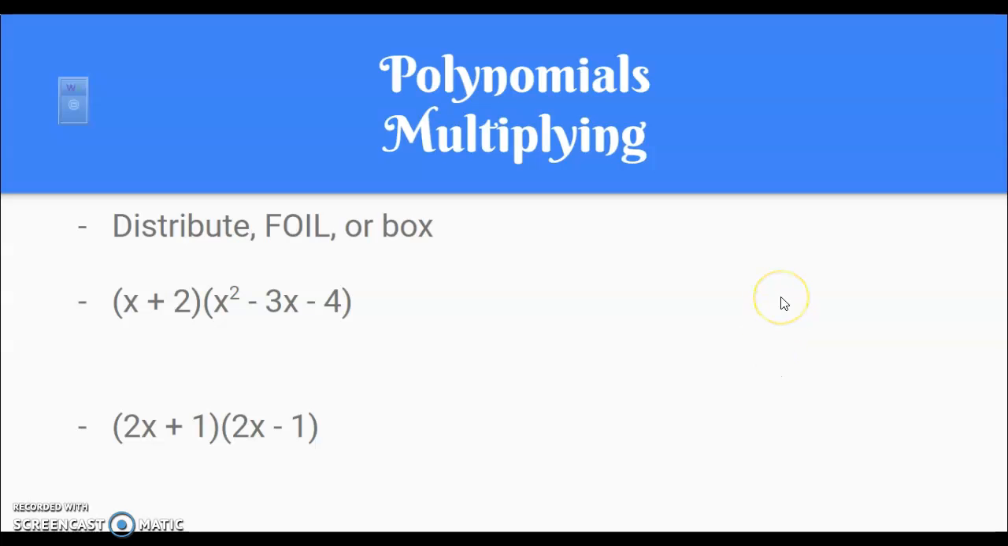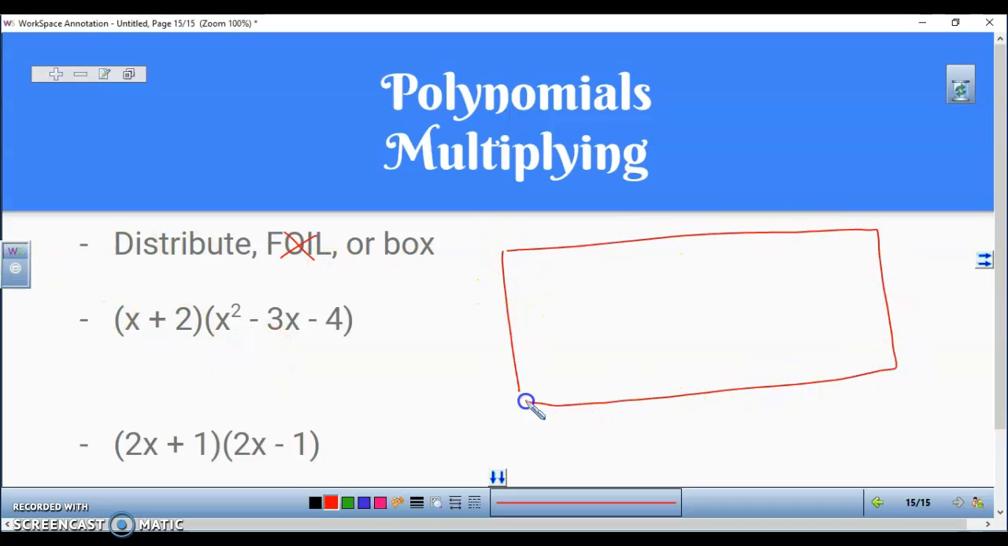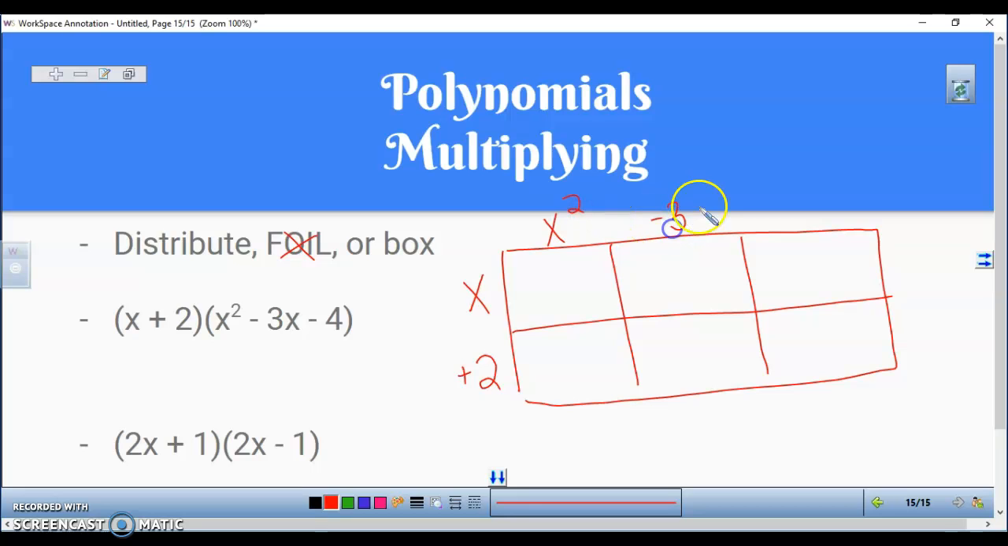Next, I have a binomial times a trinomial. So here I would not be able to FOIL. I'm going to go ahead and use the box method. Since it is a binomial times a trinomial, I will need a 2x3 box. Along the side, I'm going to line these up. I have x plus 2. I want to remember to keep the plus with the 2 just in case so I don't forget it. Along the top, I'll have x squared, negative 3x, and negative 4.